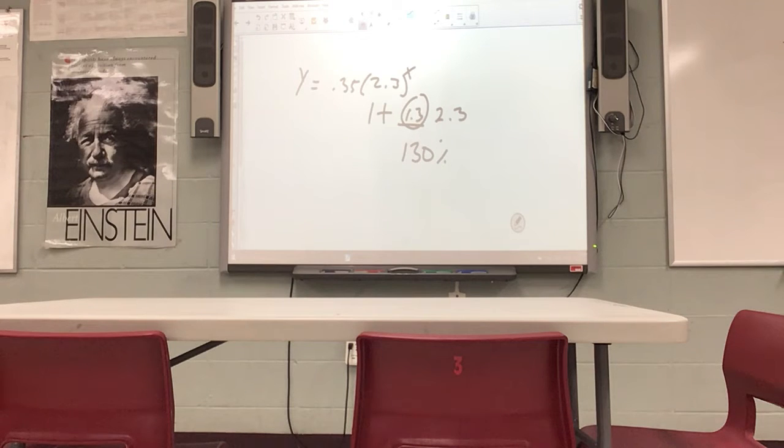Alright, number 6, it tells you to use the graph of y equals e to the x, but you don't have to do that. Your E button, remember, is second ln, so hit second ln and then put your 1.7 up there. What'd you get on number 6?